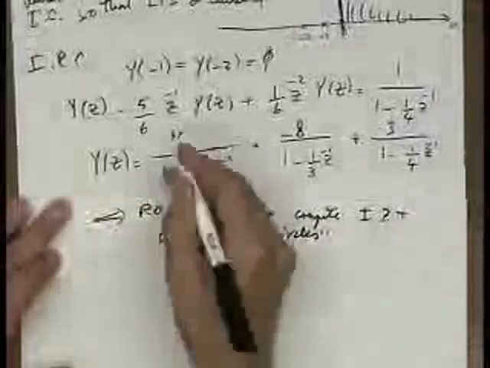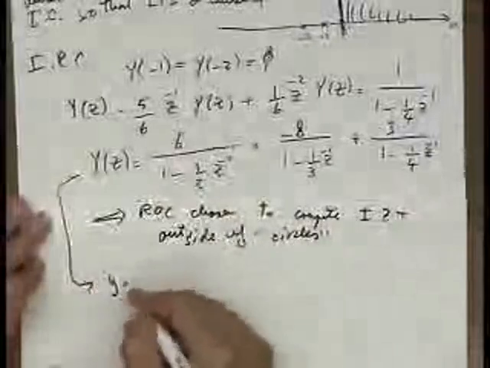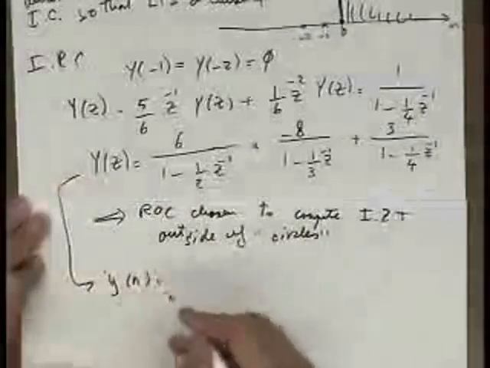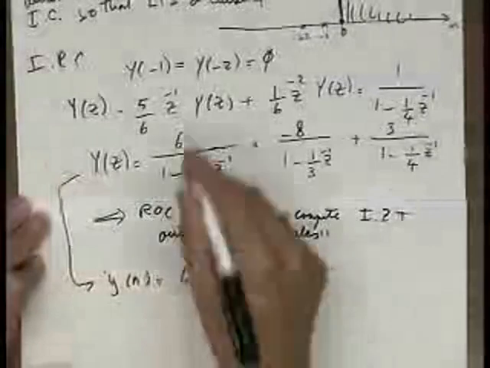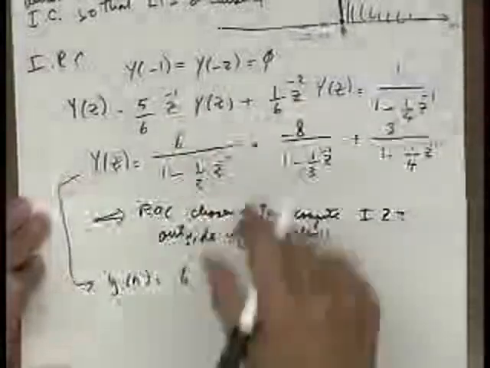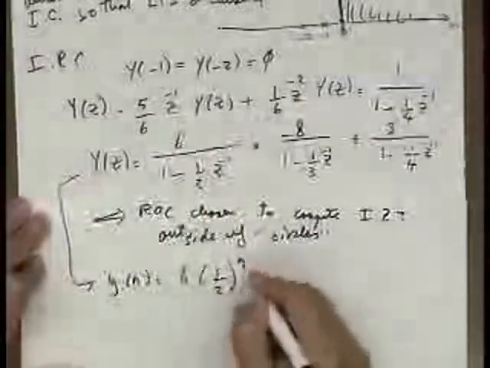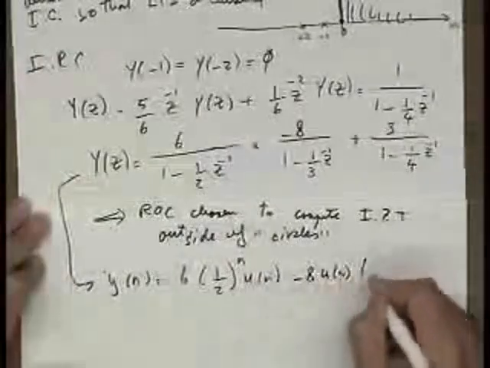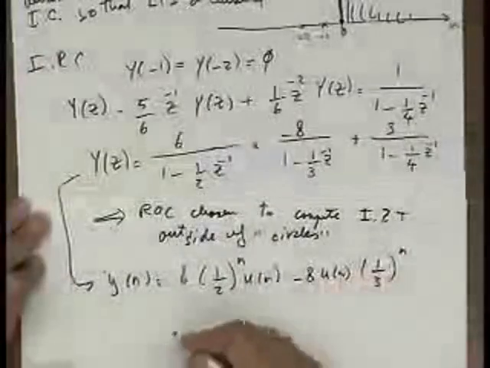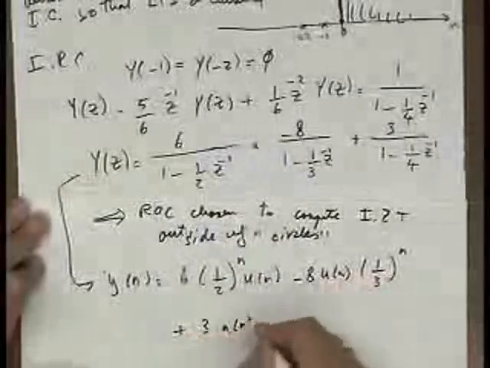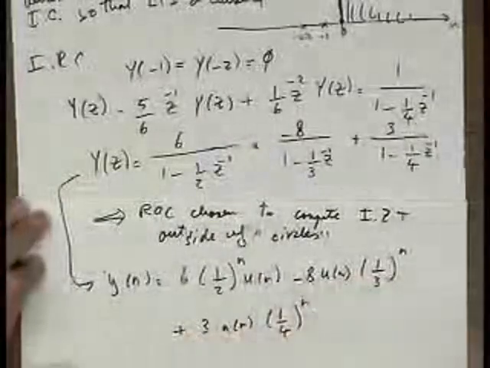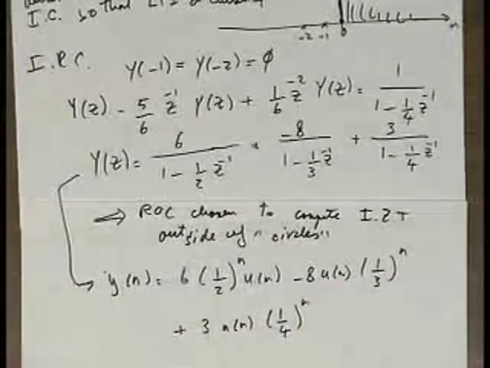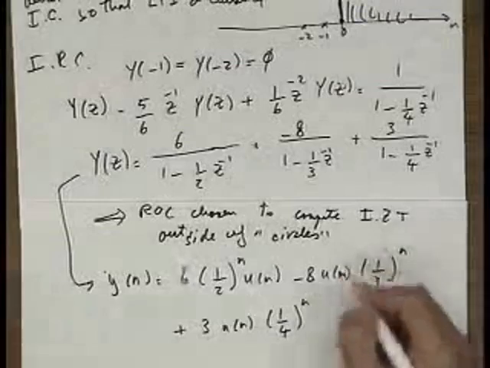So that means that if I do apply the inverse z transform to this, I get y of n equal to 6. There's two versions of it. Now I picked the right-handed version. 6 times (1/2)^n u[n], minus 8 u[n] (1/3)^n, plus 3 u[n] (1/4)^n. So that's the output due to that particular input.